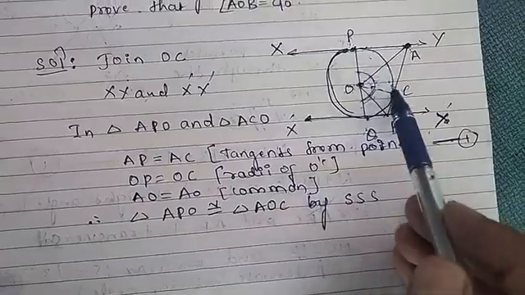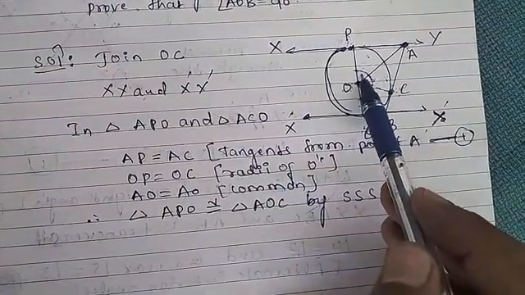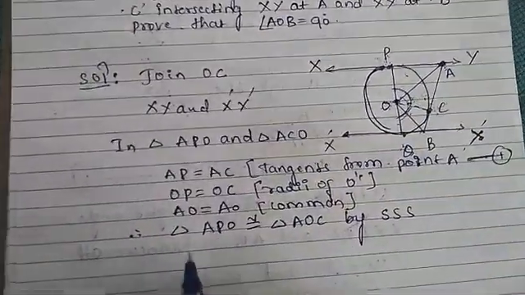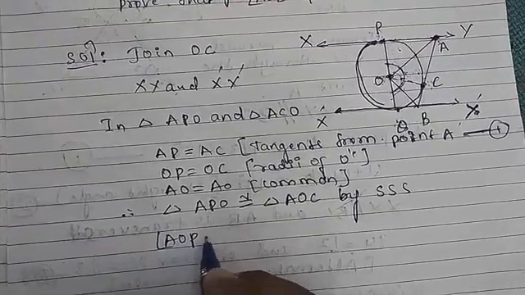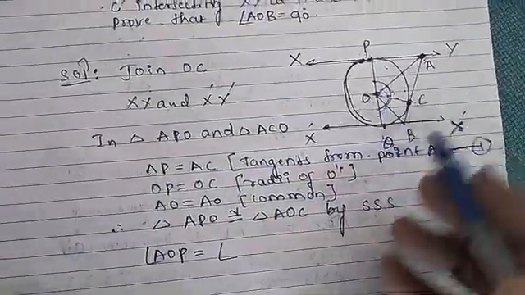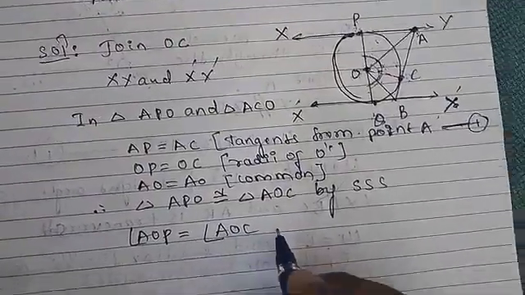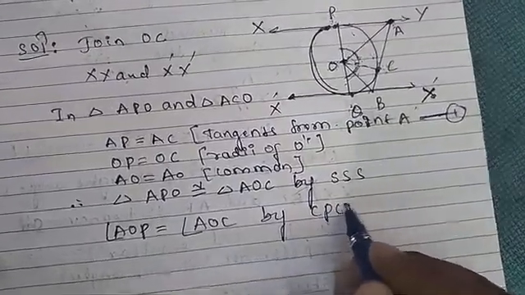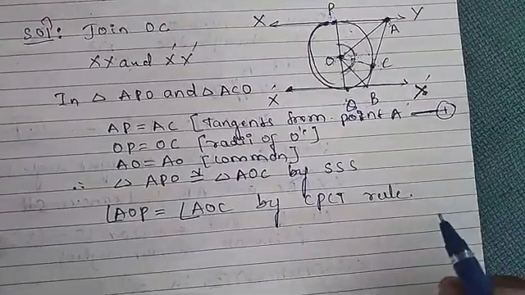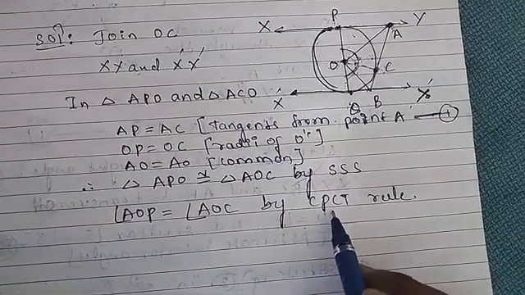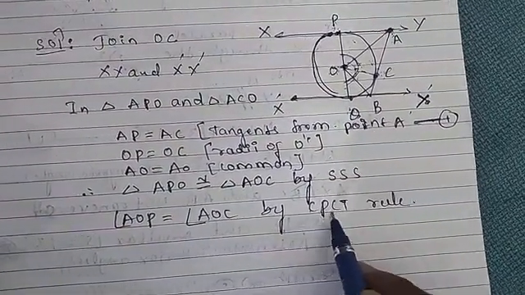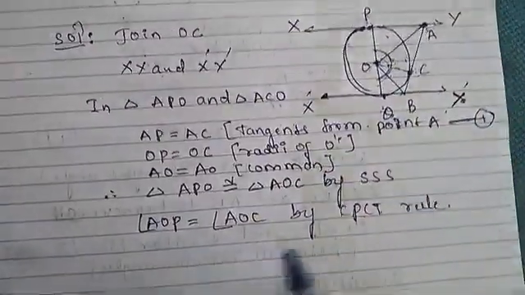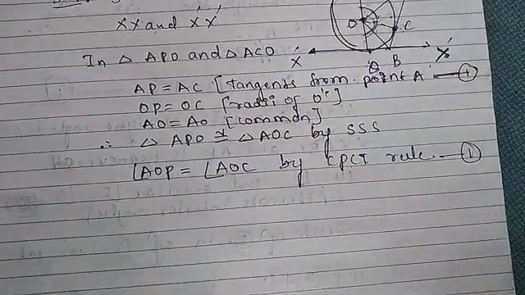Now, these two triangles are congruent, so what about the angles? This and this one here. I will write the name of the angle. Angle AOP is equal to angle AOC. Why are these two angles equal? By the CPCT rule. CPCT stands for corresponding parts of congruent triangles. Since these two triangles are congruent, these angles are also equal. This is equation 1. Clear?